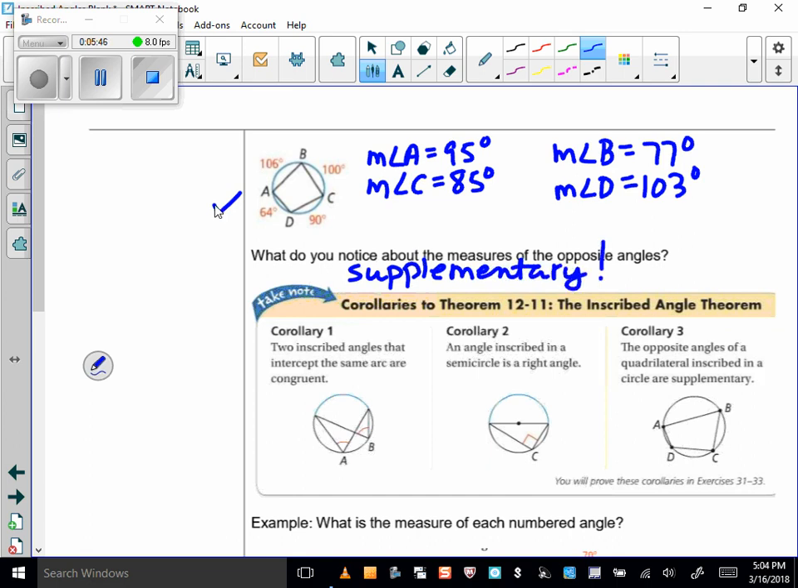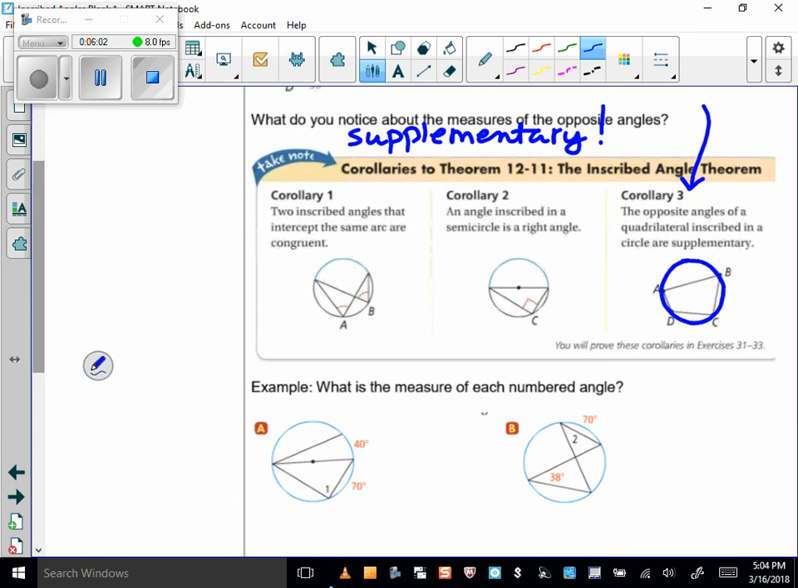That's right. And if you look here, that's corollary 3 to the inscribed angle theorem: the opposite angles of a quadrilateral inscribed in a circle are supplementary. Okay, let's look at corollary 1 of that theorem. It says two inscribed angles that intercept the same arc are congruent.